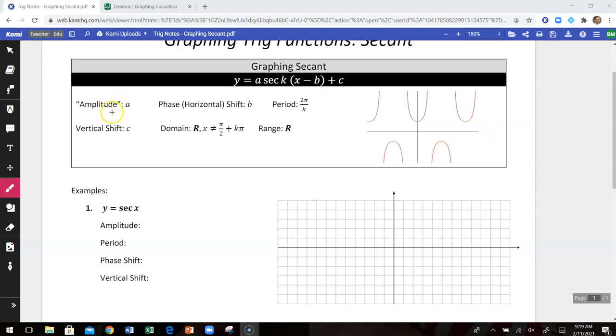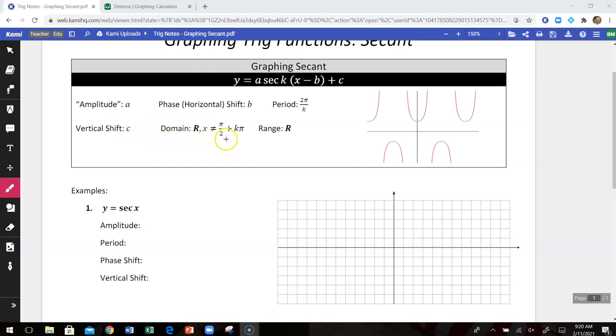So we're still going to think of it as maybe an amplitude, but what it does is it simply makes these alternating U-shaped graphs further away from the midline, which in this case would be the x-axis here. We can still have a phase shift. We still find the period using 2 pi divided by k. Still have a vertical shift.